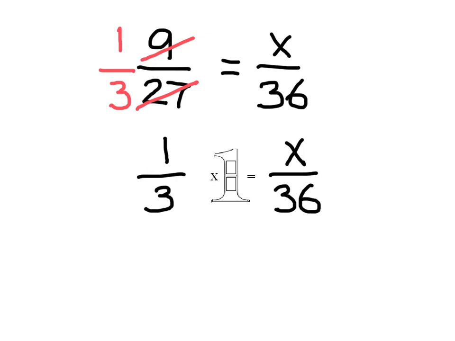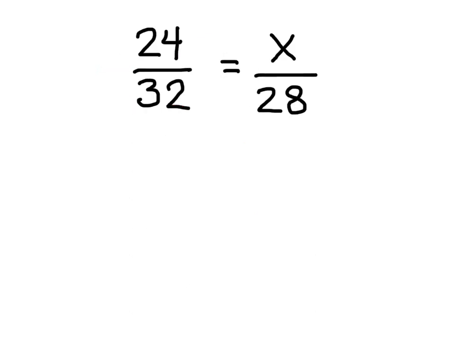3 does multiply evenly into 36. It multiplies 12 times. So the numerator would be 1 times 12. So we get x equals 12. So how'd you do? All right, here's another example.